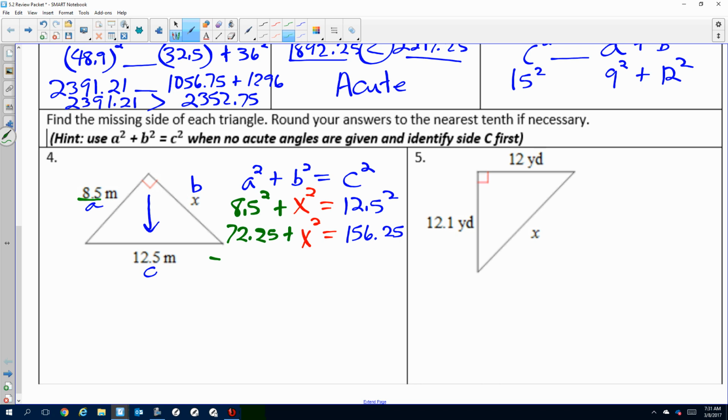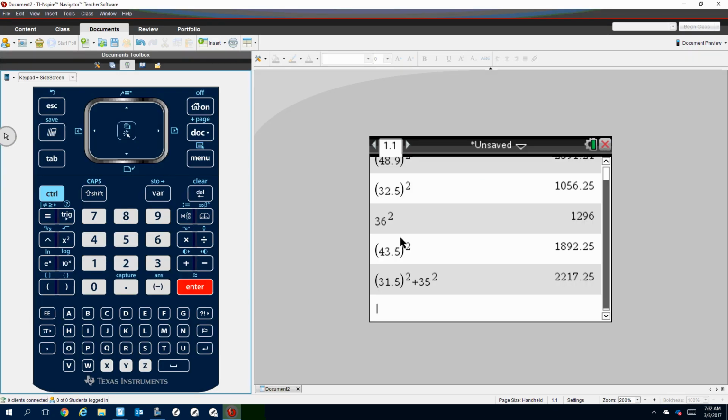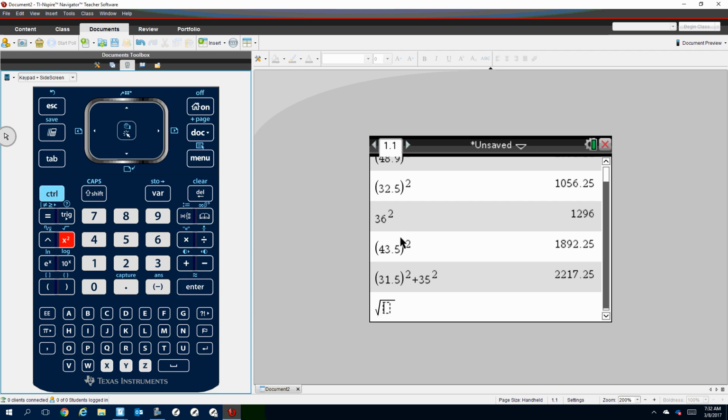All right, to solve this, we gotta get the X squared by itself. So we're gonna subtract this 72.25 from both sides. Whatever we do to one side, we do to the other. That will cancel out, leaving you with X squared equals, and when we subtract, we get 84. Now, they want us to find the X, the missing side, so we have to take the square root of that. In case you're not too sure, to get the square root is Control X, and then we're going to put 84, hit enter.